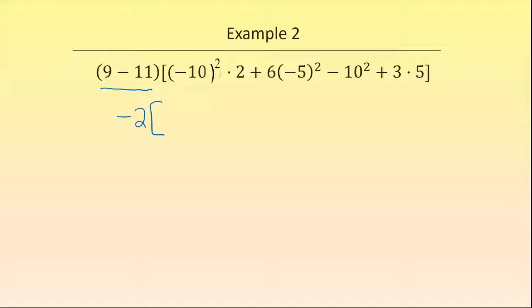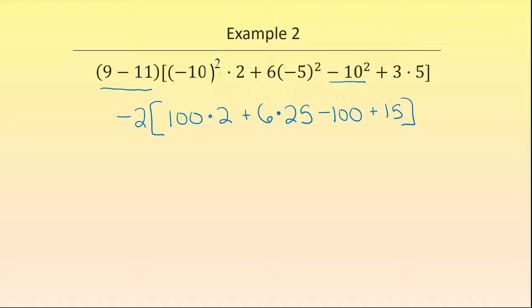Okay, now the -10 squared is in parentheses, so I'm going to multiply -10 times -10 and get positive 100. That's going to be multiplied by 2. Now here's another case where I have a negative being squared inside the parentheses. So that's going to be 25 multiplied by the 6. Now be careful here. It's not going to turn into plus 100. I'm subtracting the 10 squared, which means I'm subtracting 100. And then 3 times 5 is 15.